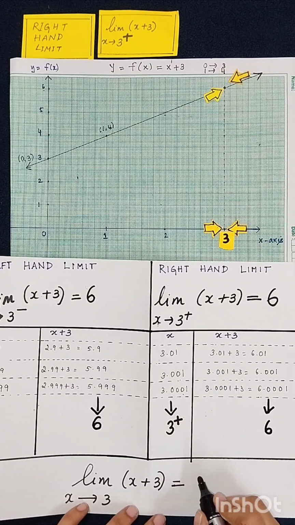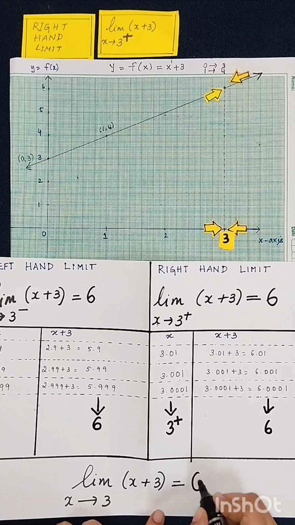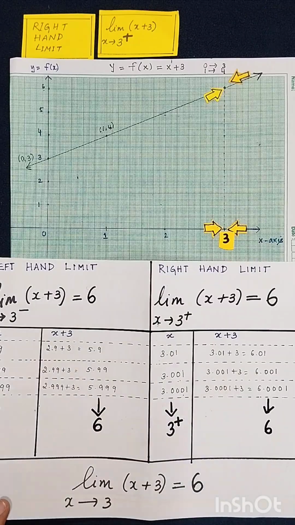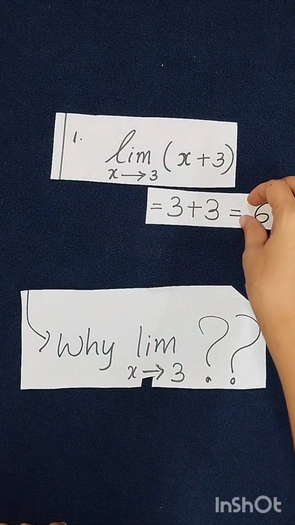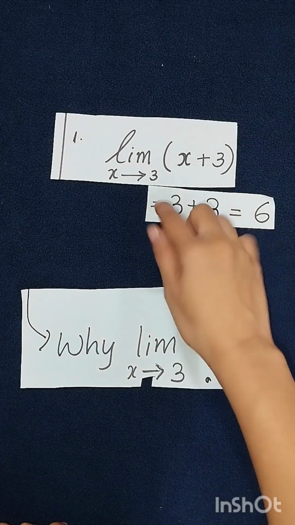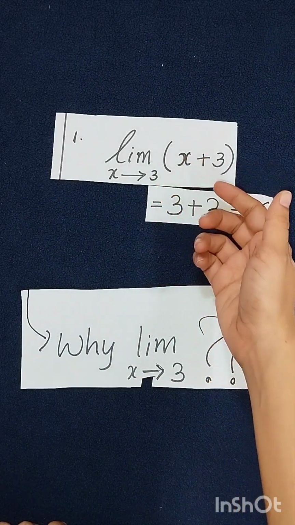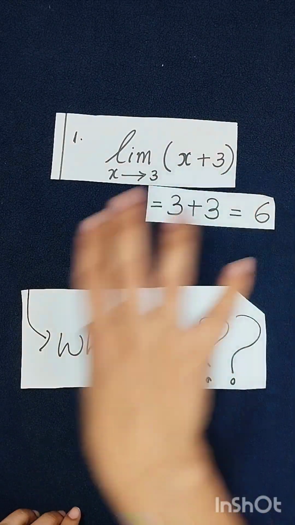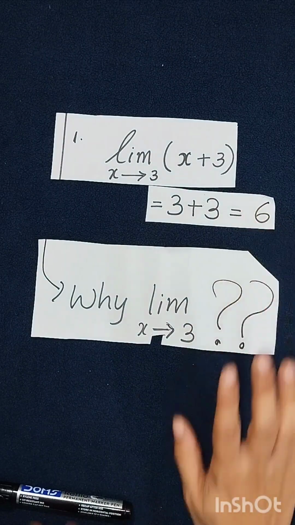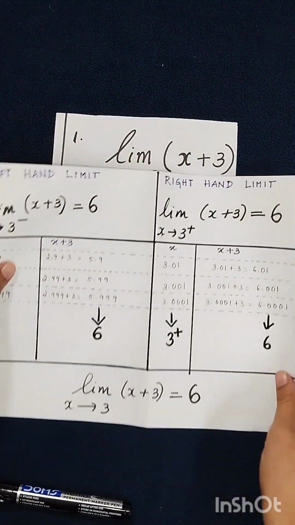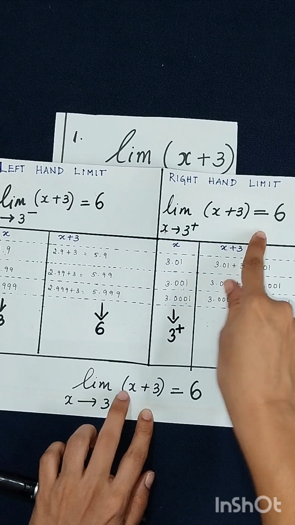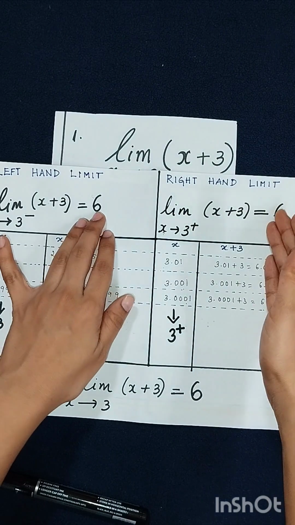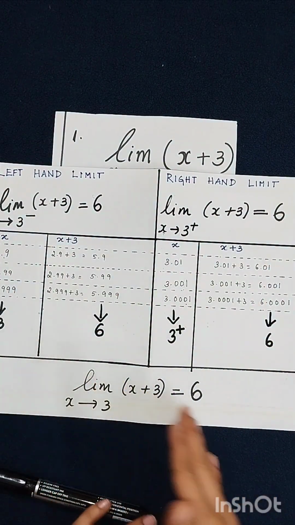And what is the value here? What is the value we have to write? 6. And that is what we wrote in the first step, that the value of the limit is 6. It could be done by direct substitution, because for any polynomial function the limit will exist, so we can directly substitute and write. But the idea behind this value is the left hand limit being equal to the right hand limit. If one of them does not exist, or if this is 6 and this is 7, then the limit will not exist.